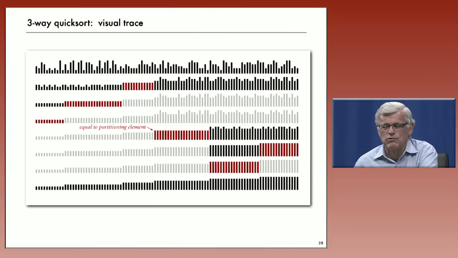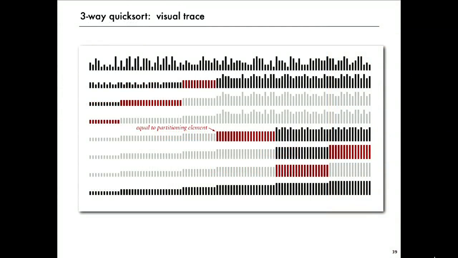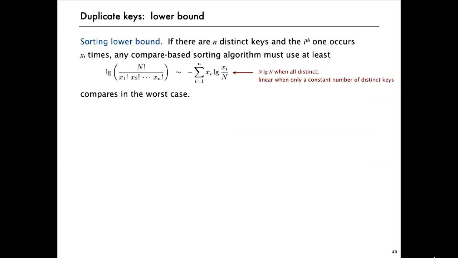Here's a visual trace of three-way QuickSort for a situation with plenty of equal keys. And again, when there's lots of equal keys, then there's going to be a place where one of those is chosen as a partitioning element, and then a big chunk of the array gets handled just in the partitioning process.